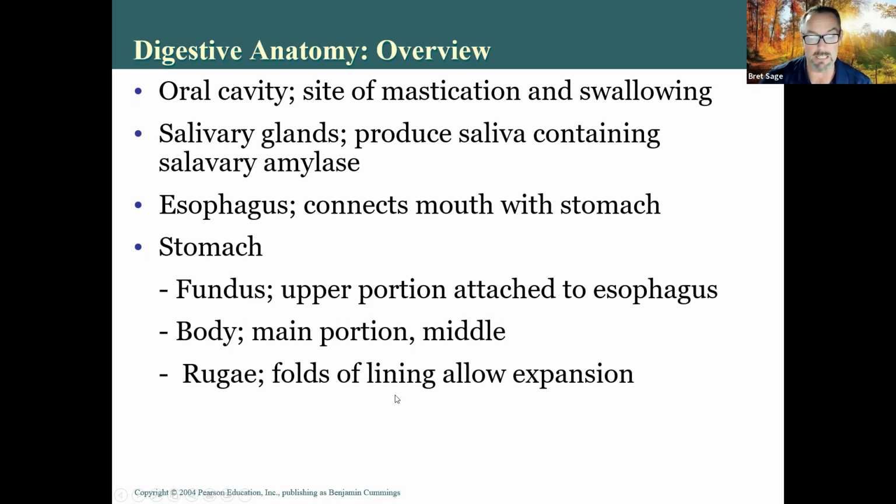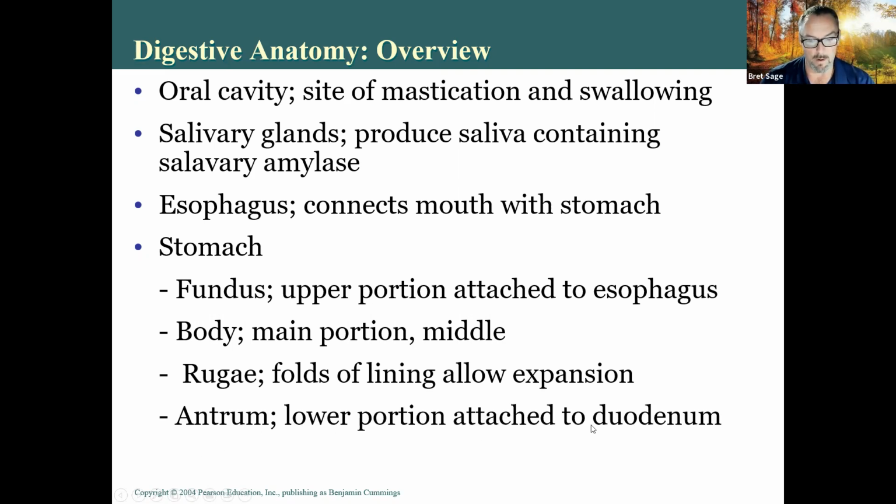Now, this kind of acts like pleats on a skirt or on whatever something would be folded up. What it does is it allows expansion to happen. So when you put a whole bunch of food in there, it doesn't stretch out the surface. The folds allow it to basically expand out without stretching. This is important to protect the inside of the stomach.